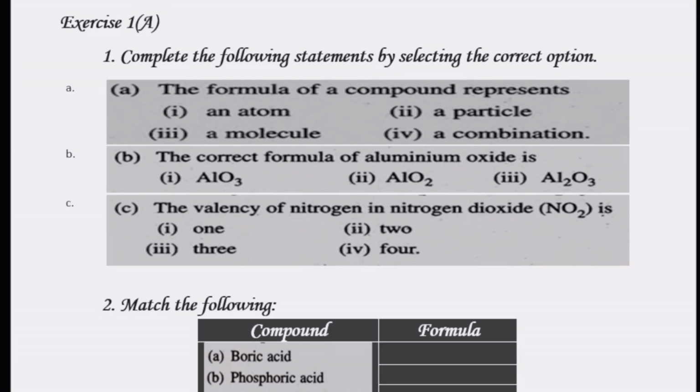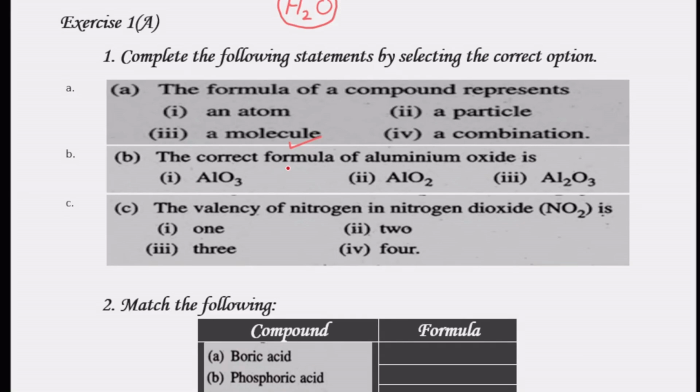For doing that, first let us see with an example. We know that H2O is a compound called water, and it is formed of two elements, hydrogen and oxygen. Do you remember what we call this compound? This compound is a molecule of water. We call it the molecule of water. So the formula of a compound always represents a molecule. Remember that.